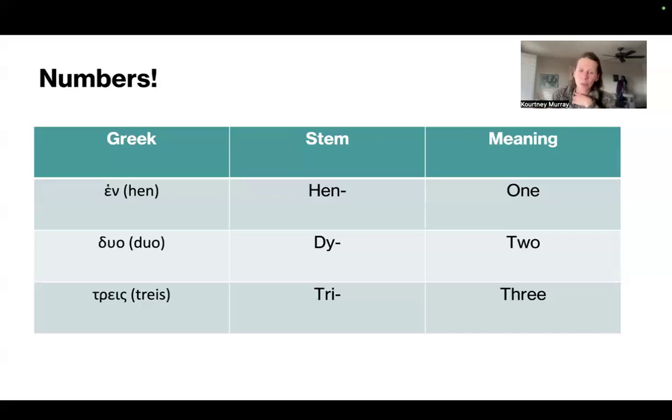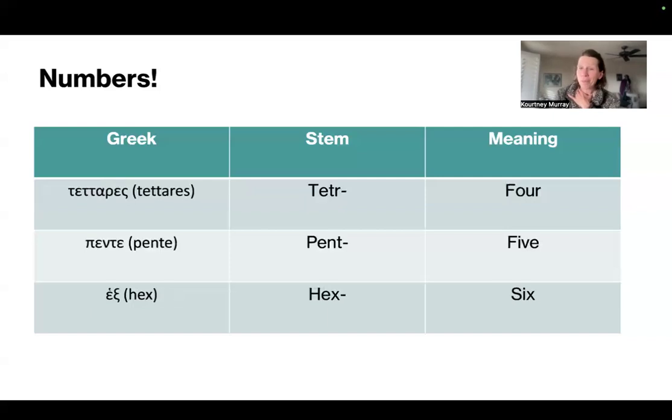And then the number for three in Greek is treis. This is again very familiar to us. And so this will give us our stem tri, which is of course everywhere. For some reason, the only word I can think of is tricycle, three wheels. But there's a bunch. Tripod. We're going to talk about that. So anyhow, that's where it comes from.